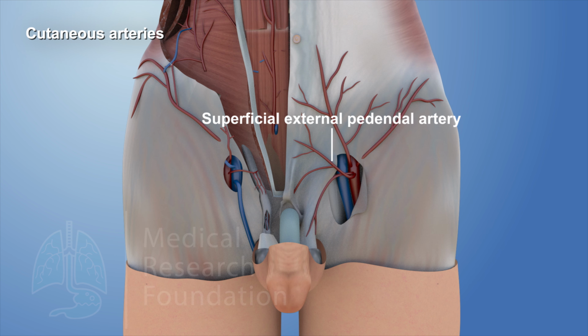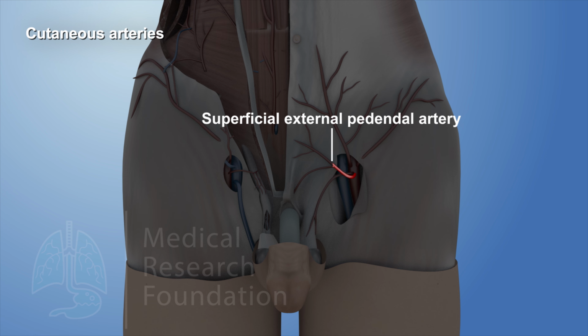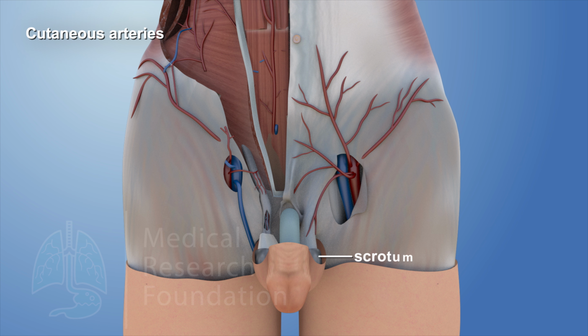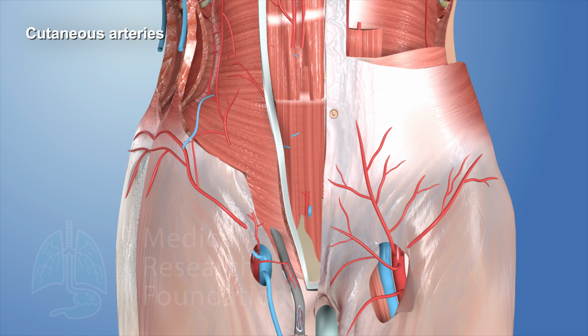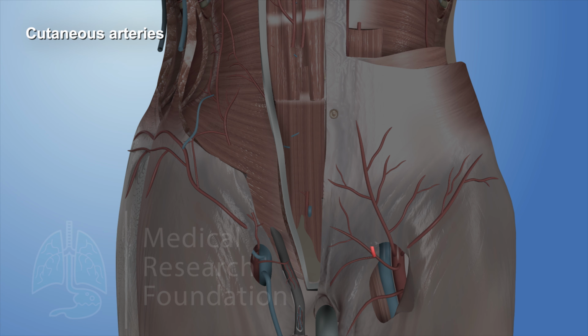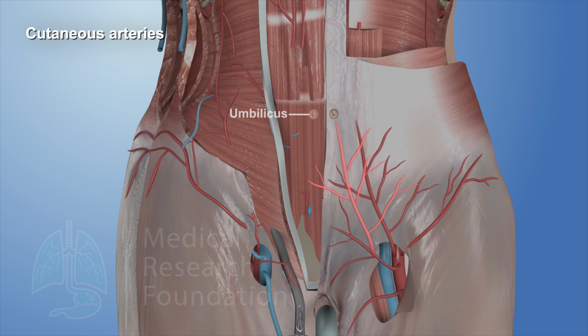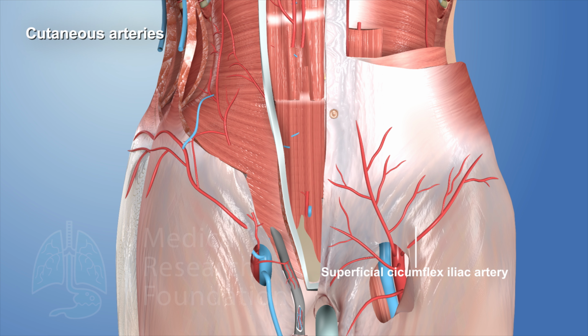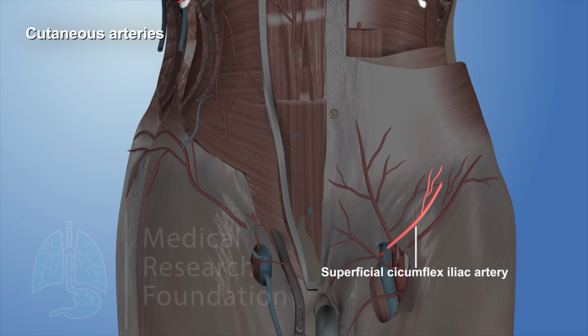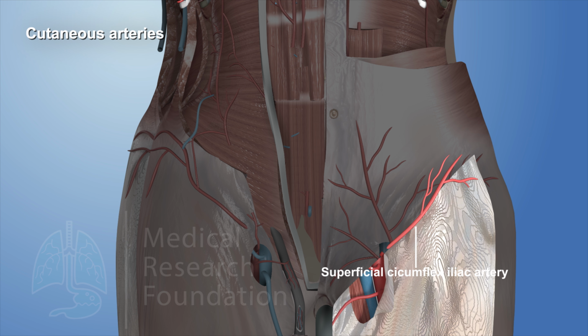The superficial external pudendal artery runs medially and passes in front of the spermatic cord to supply the external genitalia. The superficial epigastric artery runs superomedially across the inguinal ligament up to the umbilicus. The superficial circumflex iliac artery runs laterally below the inguinal ligament toward the anterior superior iliac spine to supply the skin of the inguinal region.